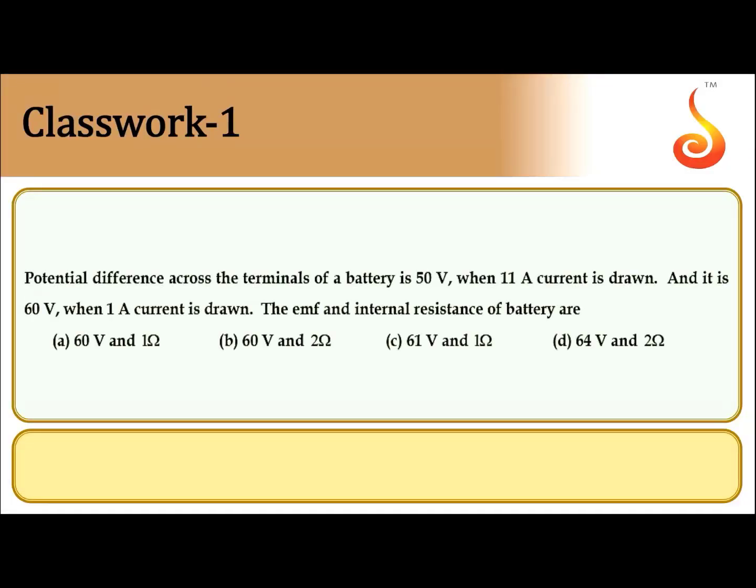Example 1. Potential difference across the terminals of a battery is 50 volt when 11 amp current is drawn, and it is 60 volt when 1 amp current is drawn. The EMF and the internal resistance of the battery are.